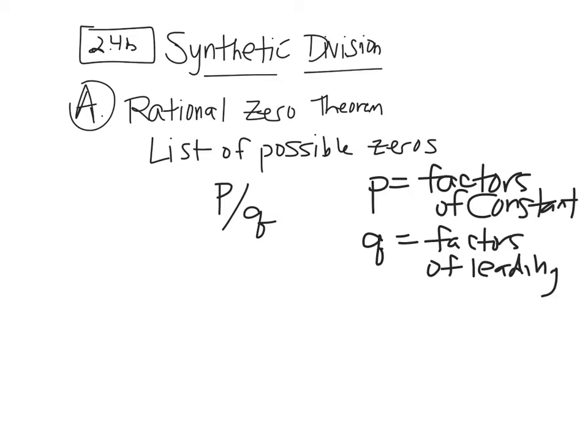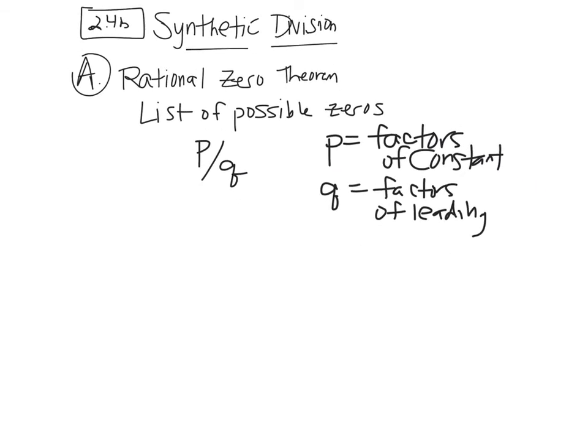Factors, like if you talked about the number 6. 6 has factors of positive 1, negative 1, positive 2, negative 2, positive 3, negative 3, positive 6, negative 6. Those are factors, numbers that go evenly into 6. So let's go ahead and do one.